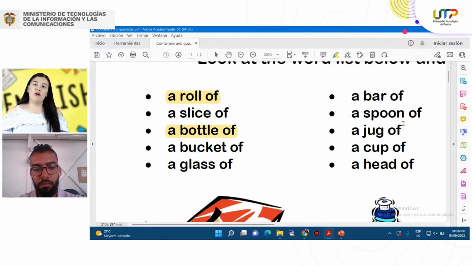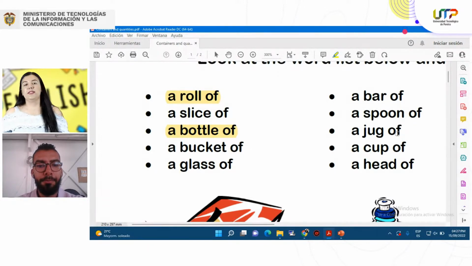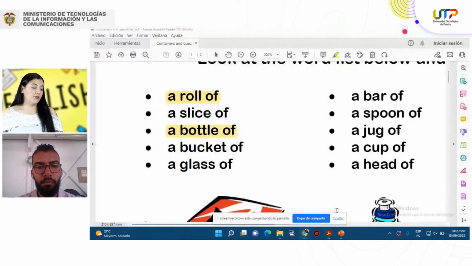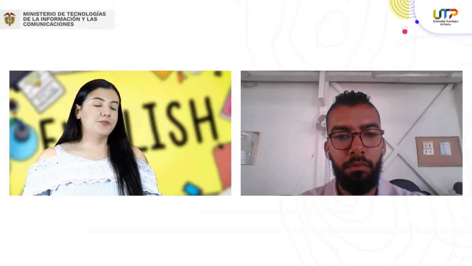A spoon of, if I want to count, for example, sugar, so I can say a spoon of sugar. Sugar is not countable, but if I say a spoon of, that will be countable. A jug of, a cup of, and a head of. Estos son algunos de los ejemplos de containers for countable nouns. ¿Listo?